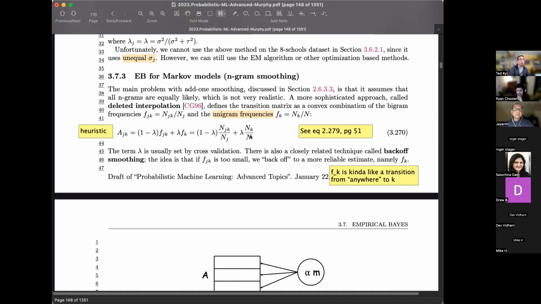But here we also add another term that is solely based on the k, wherever you're going to. So it's almost like you want to see if you're transitioning from anywhere to k, what would be your estimate? And so you use that unigram frequency, and then you interpolate between the two using a variable lambda.